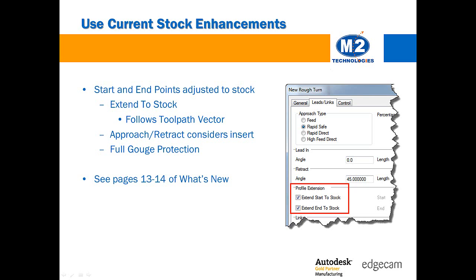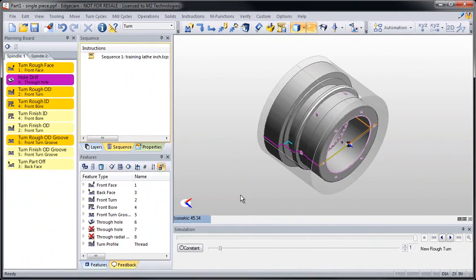Let's take a look at applying Use Current Stock to two-axis turning. This part in Edgecam has already been positioned, has stock created, and has features recognized. This is going to be done in a two-axis lathe, and some of the features are not available for machining because they would require live tooling, and the feature window shows them as not accessible.